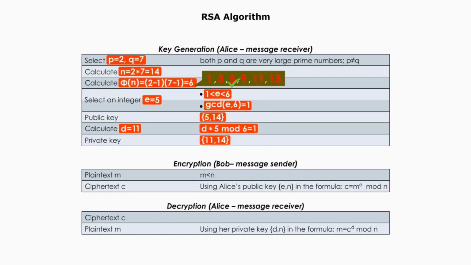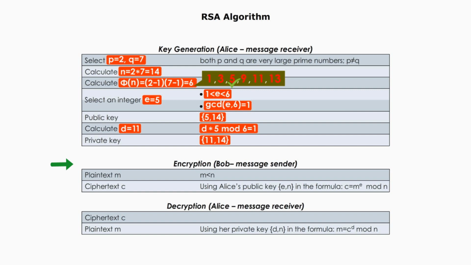Then we get a private key, n and d, which is 14 and 11. That's the private key. Alice will keep this private key for decryption. The end of Alice's key generation.